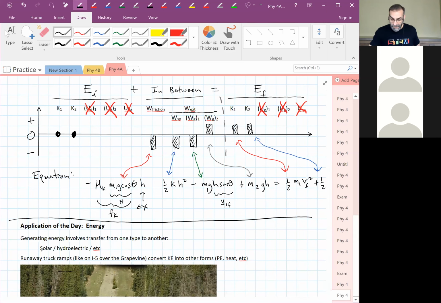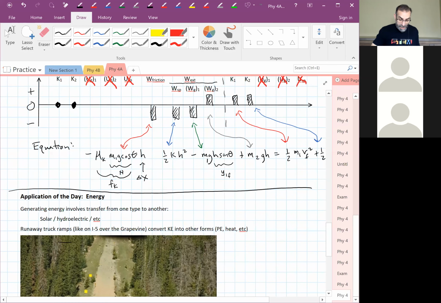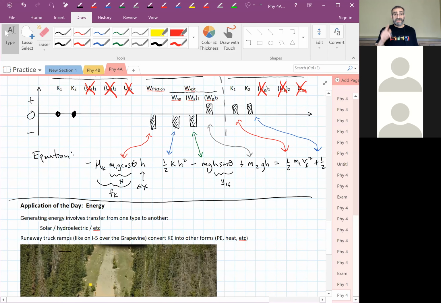Now, the applications of this all around us, we use this stuff all the time, mostly for transferring energy, right? We turn one type of energy into another type. Generating energy involves transfer from one type to another. We can take energy that comes to us from the sun in the form of light, and we can change that into heat or electrical energy.